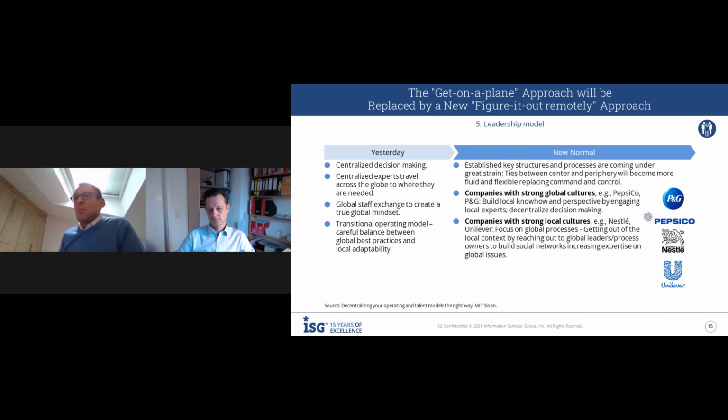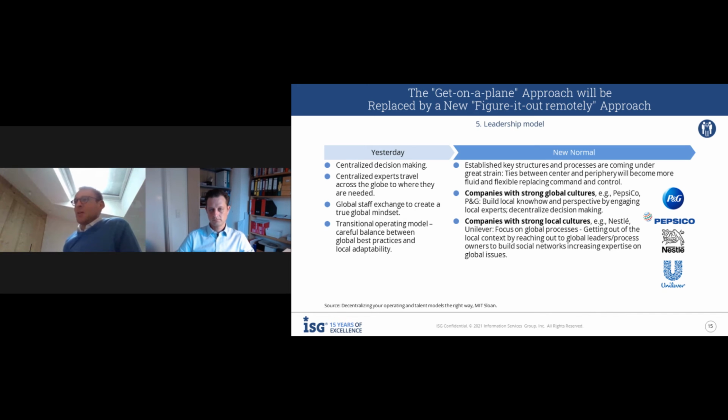Last topic, leadership model. Everything related to decentralized decision making will become, of course, much more important when we are talking about this distributed micromanufacturing.